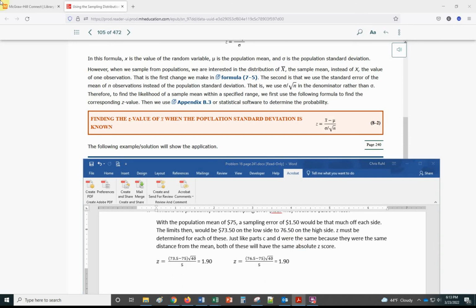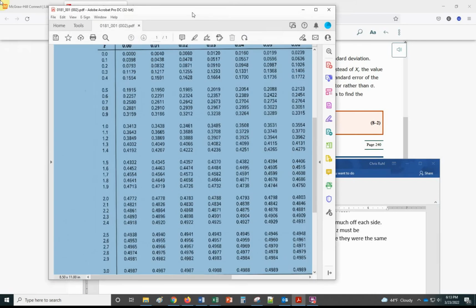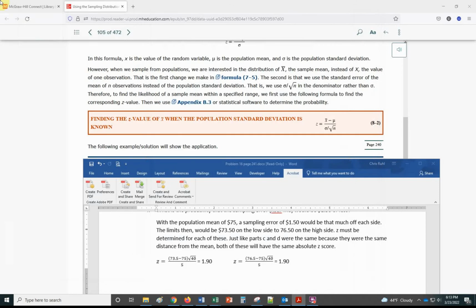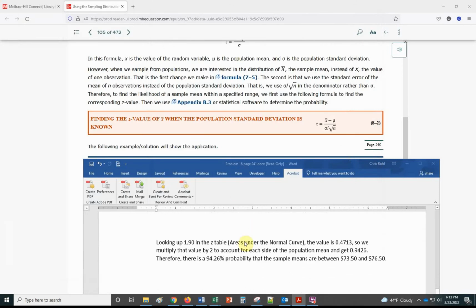And if we look at our Z for 1.90, we get 0.4713. So if we look that up, we get 0.4713, multiply that by 2 to account for each side, and we get 0.9426. That's twice this number here. Therefore, there's a 94.26% probability that the sample means are between 73.50 and 76.50.